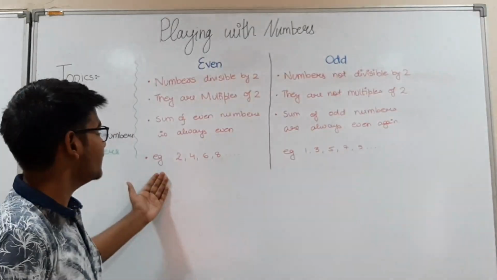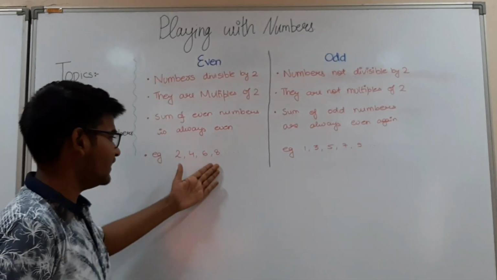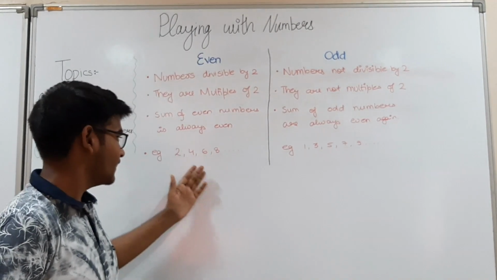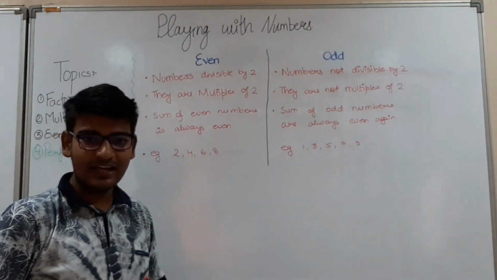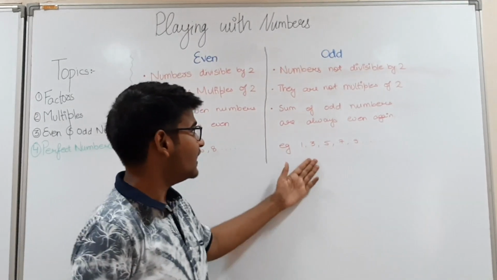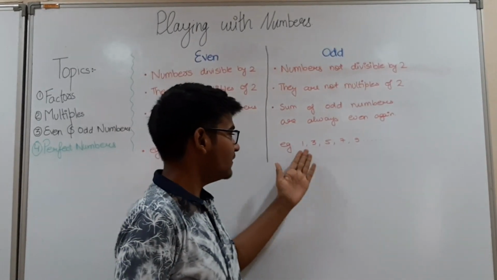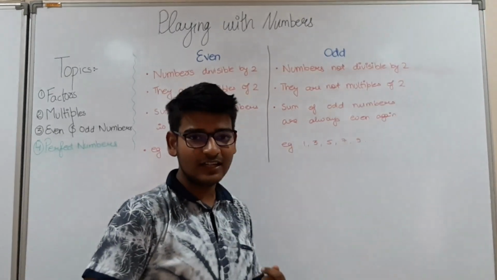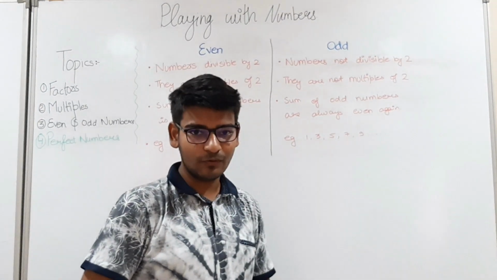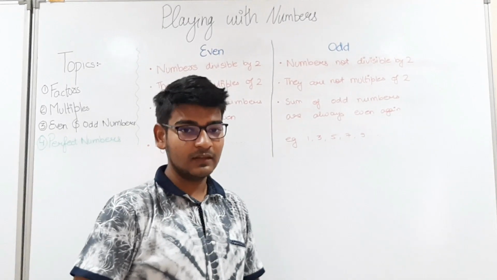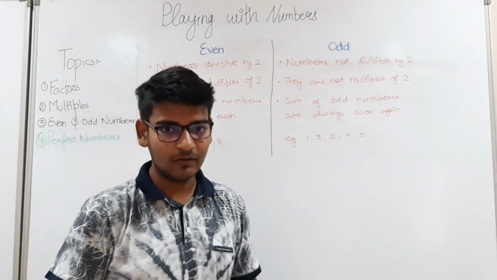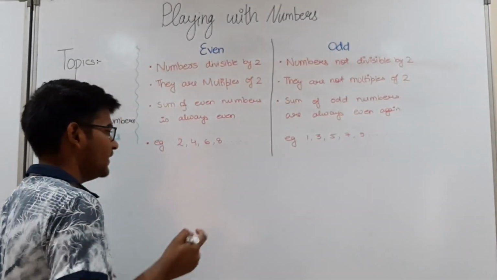For example, even numbers are 2, 4, 6, 8. 2 plus 4 is 6, that is again even. 4 plus 6 is 10, that is again even. And examples of odd numbers are 1, 3, 5, 7, 9. As you can see, 1 plus 3 is equal to 4, that is an even number. 3 plus 5 is equal to 8, that is again an even number. So let us check for a big number.